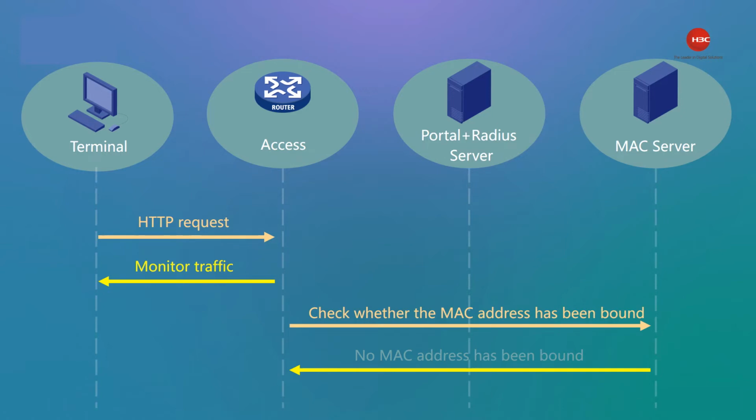After the user's free traffic is used up, the access device will actively send a MAC address query message to the MAC server. If the MAC address has not been bound, the MAC server will reply with an ACK message for the user to authenticate for the first time to the access device, and at the same time establish the MAC information table entry of the user terminal.